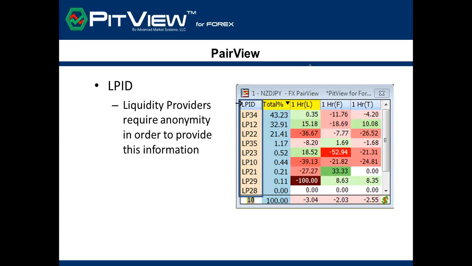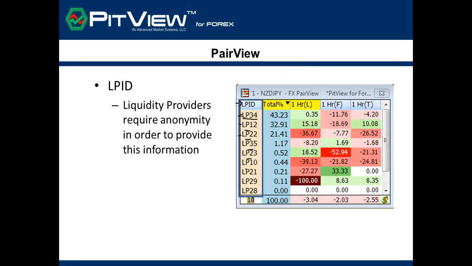Now, in order to provide that data to you, of course, the banks, the liquidity providers, require anonymity. So that means that, and I don't know who these individual liquidity providers or underlying banks are, instead of saying LP34 is, let's say, Barclays or Bank of America, we assign them an ID, and that'll remain constant. Once the liquidity provider gets assigned an ID, that'll remain the same. So that's where the anonymity comes from.